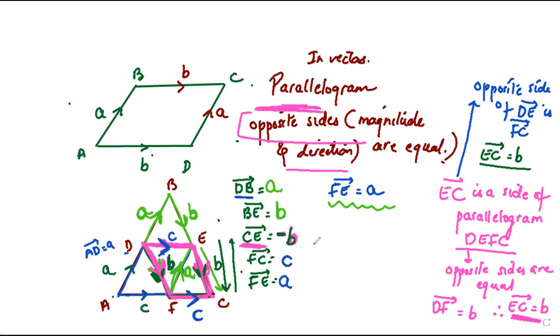So simply you have to find the parallelogram and find the opposite sides. If the opposite sides are known, just draw the direction as it is. Just write down the value as it is because opposite sides are equal in a parallelogram in terms of value as well as in terms of direction. Now note this down, everyone.